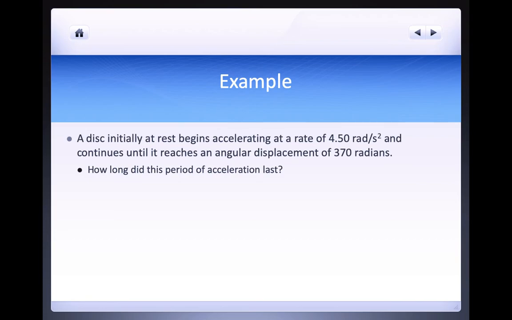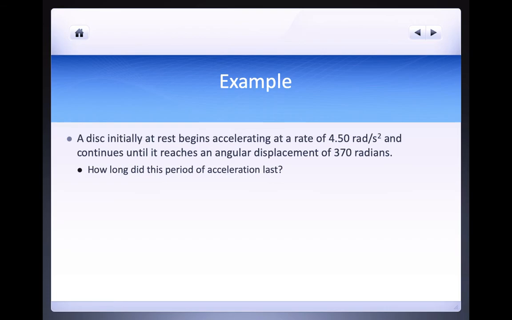So let's go ahead and apply this process to our example today. It says here we have a disk initially at rest, and it begins to accelerate at a rate of 4.5 radians per second squared, and continues until it reaches an angular displacement of 370 radians. And the question we have to answer: how long did this period of acceleration last?